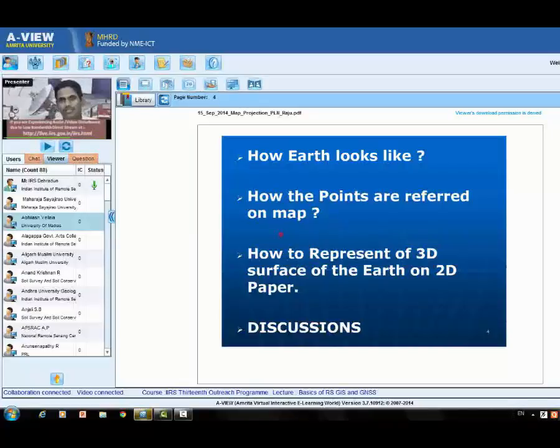Basically, all these maps that you see are in two-dimensional form, that means a paper sheet, while the Earth is represented in 3D with differences in elevation at different places. So how do we bring this three-dimensional globe onto a plane surface map? That means bringing a 3D surface into a 2D surface. That is also how we can define projection: how to represent the 3D surface of the Earth on a 2D map, on 2D paper. Followed by that, I hope to have a discussion with you at the end of the lecture.